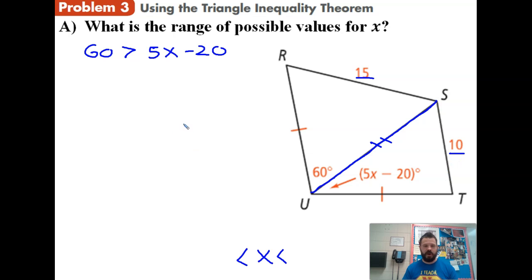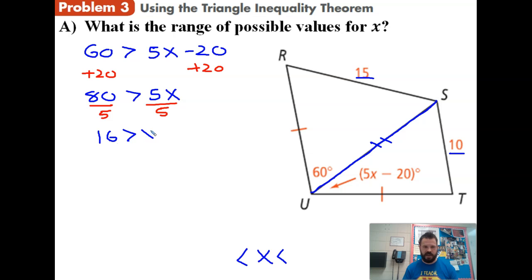And then once we have that inequality set up, we can solve it. Now I can solve this just like I do an equation with an equal sign here. I can do the same thing to both sides of the inequality to keep things balanced. So to get the x by itself, I'm going to add 20 to both sides. And that's going to give me 80 is greater than 5x. Next thing I'll do is divide both sides by 5 to get the x by itself, which will leave me with 16 is greater than x.